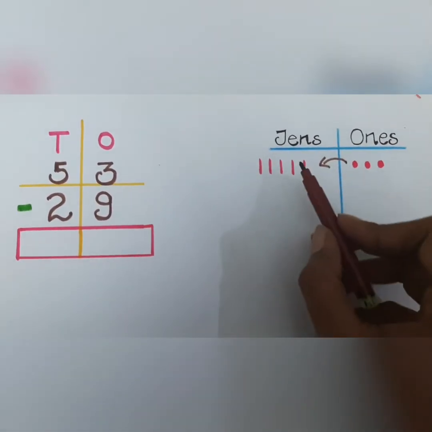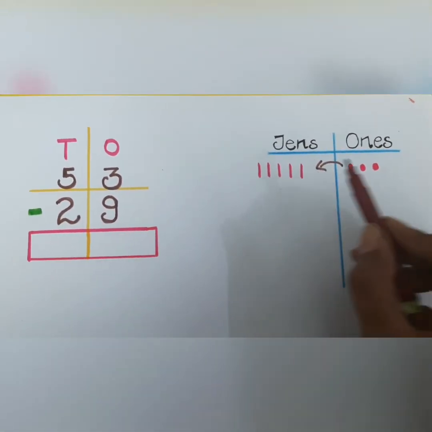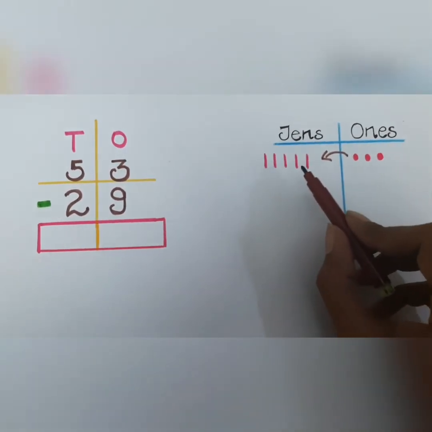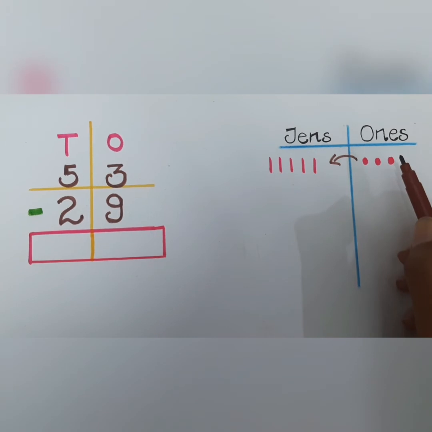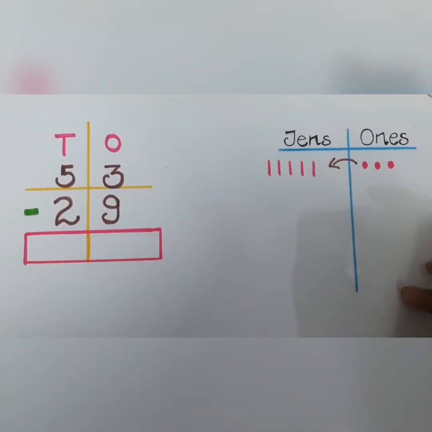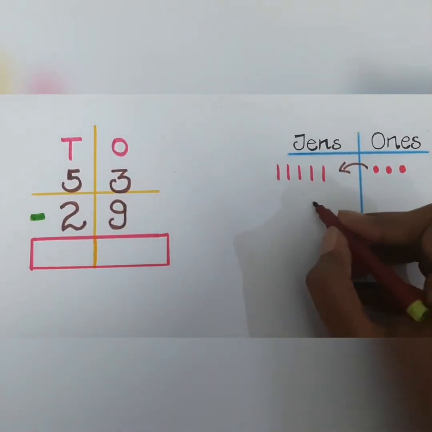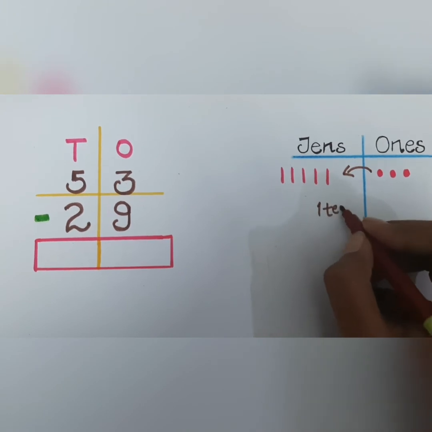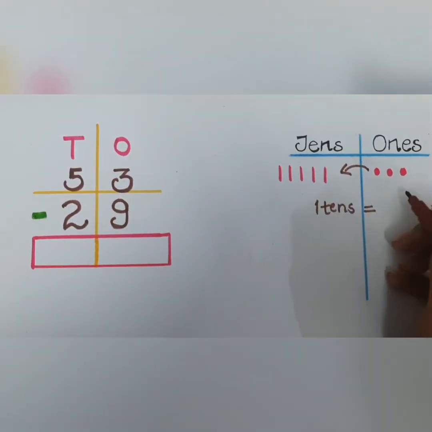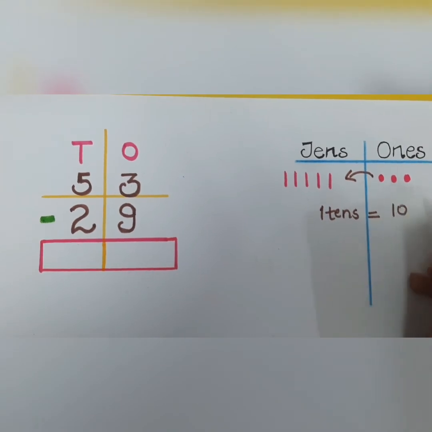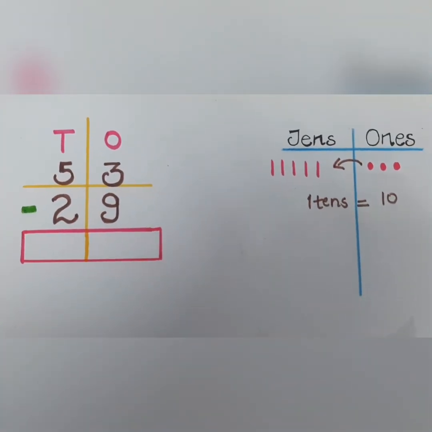Who is the neighbor of ones? It is tens. So ones will tell its neighbor, just give me one number. I'm lacking a number, so just give me one number. So children, let me tell you that 1 ten is equal to 10. Okay, 1 ten is equal to 10.